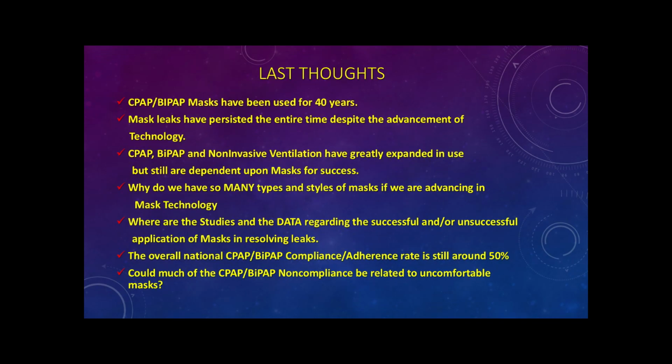I'd like to conclude this lecture with my last thoughts. CPAP and BiPAP masks have been with us for 40 years. Mask leaks have persisted the entire time despite the advancement of technology. CPAP, BiPAP, and non-invasive ventilation have greatly expanded in use but are still dependent upon masks for success. Why do we have so many types and styles of mask if we are advancing so much in technology? Where are the studies and the data regarding the successful and/or unsuccessful application of masks in resolving leaks?